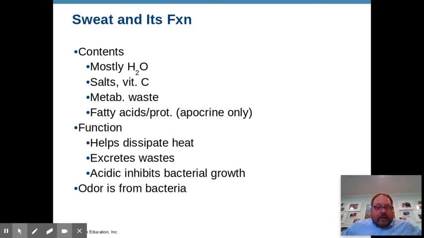Now, why do we sweat? Well, again, you can get rid of waste products. If you have a bunch of metabolic waste in your blood, some of that can actually be excreted through your sweat. When watery sweat from eccrine glands evaporates off the skin, that draws heat away from the body, so that can cool you off.